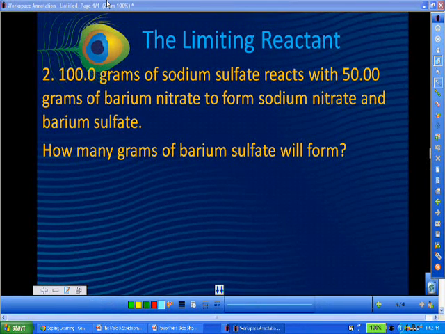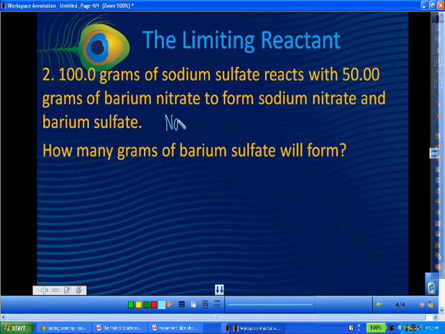100 grams of sodium sulfate reacts with 50 grams of barium nitrate to form sodium nitrate and barium sulfate. How many grams of barium sulfate will form? So let's first write our equation.